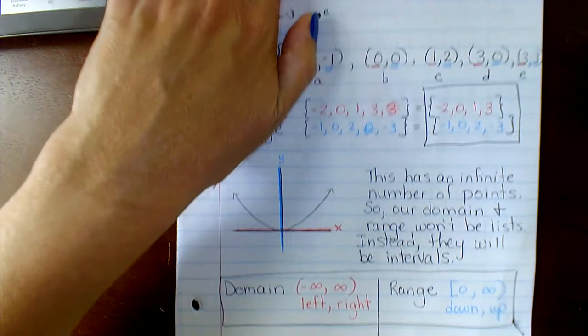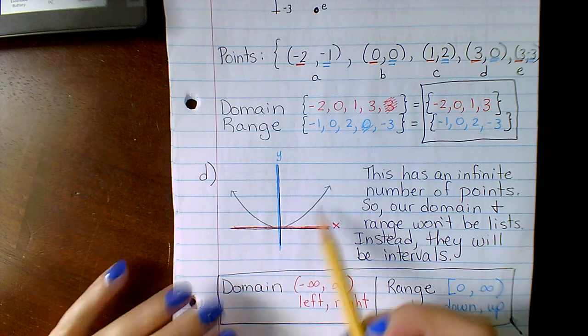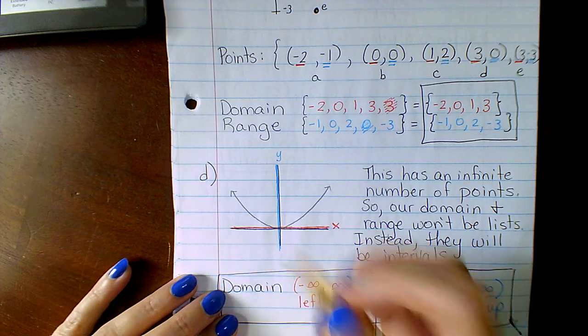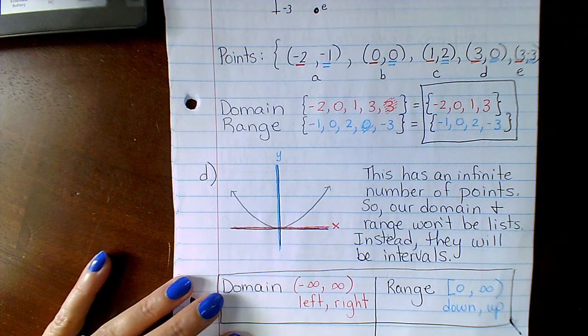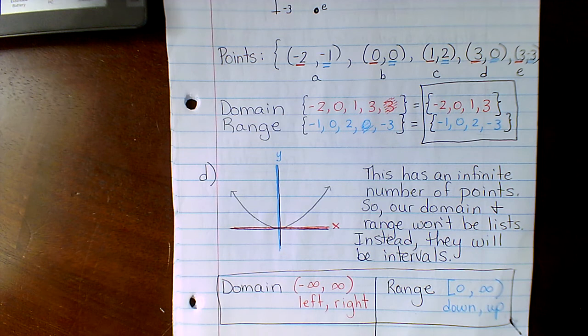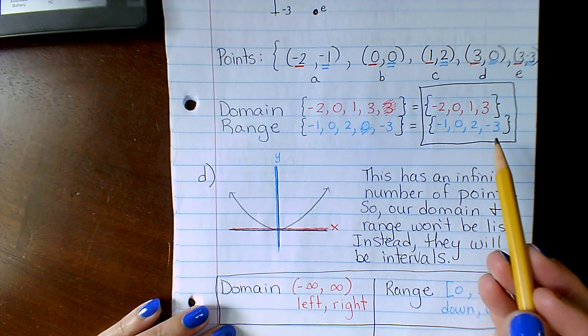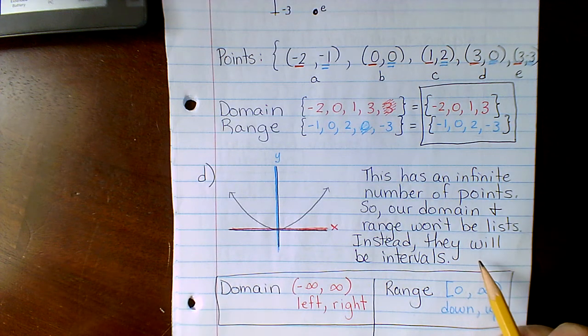This one is tougher because I don't have just a finite set of points. I have an infinite set of points. This curve right here is made up of all these points, and it keeps going on forever. It's an infinite number of points, so I can't list these out. So I'm not going to be able to list out the domain and the range. Instead of being this finite list, my domain and my range are going to be intervals.